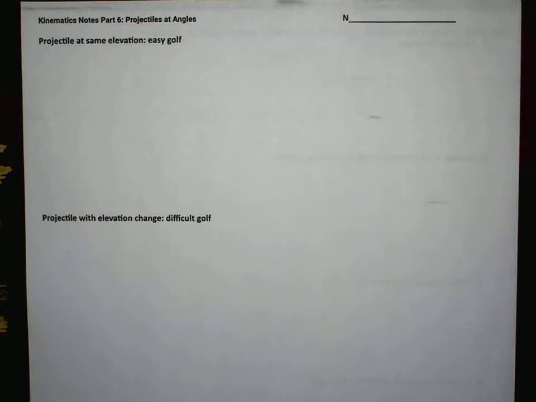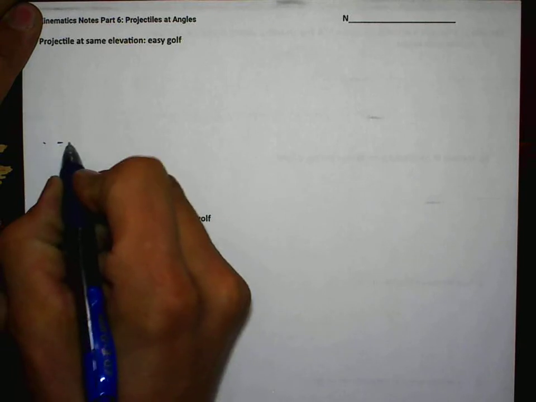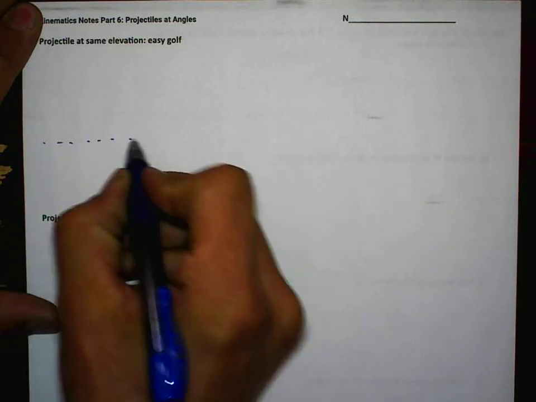To start, easy golf, difficult golf. Okay, easy golf. By that I mean same elevation. And you could apply this to lots of things, not just golf. But I just picked it because golf is an excellent projectile game.